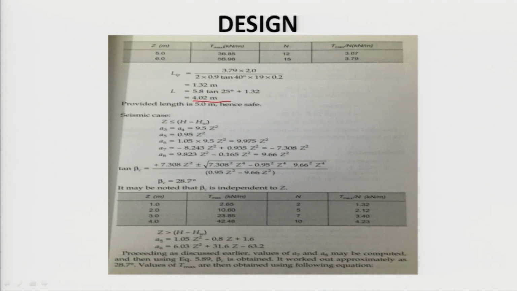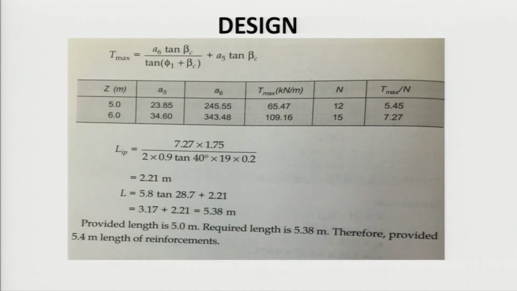Again we have to calculate the different parameters. So T max we can calculate this way, and this is the chart that we have and getting the different value. So here LIP will be 2.21. So L will be 5.8 times 28.7 plus 2.21. So that will come 5.38.